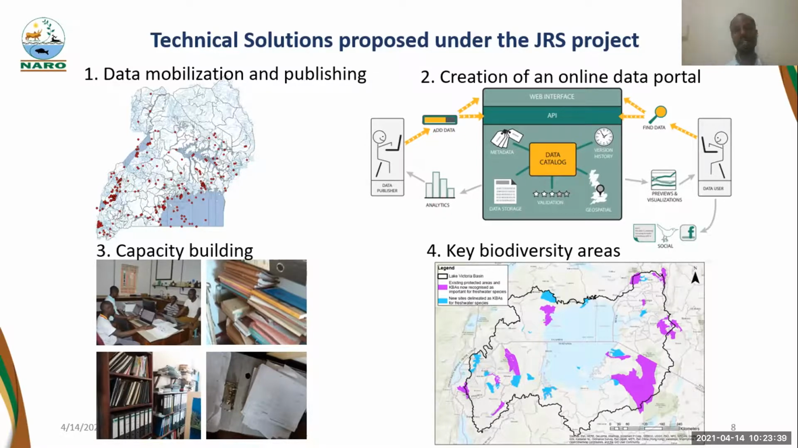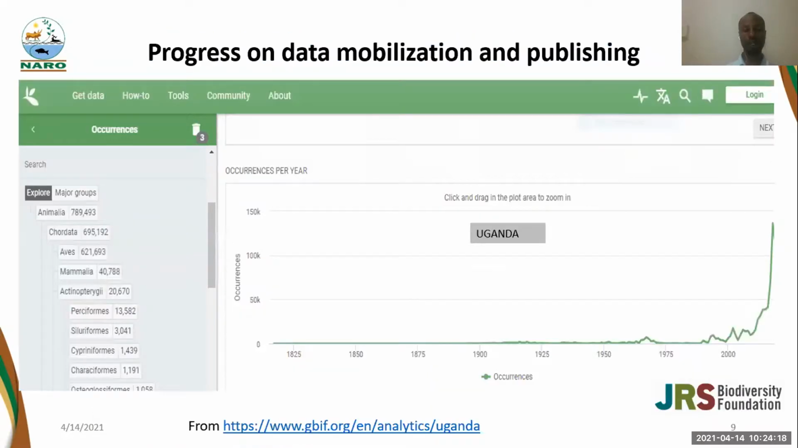And of course, we wanted to use the data and the data portal to create key biodiversity areas. In Uganda, we have so many protected areas, about 28, but none of these protected areas were primarily gazetted to protect freshwater taxa. So we proposed to identify, map, and delineate these key biodiversity areas so that maybe they can act as a precursor to protecting freshwater taxa. So I will now share with you some progress we have made with regard to these projects.